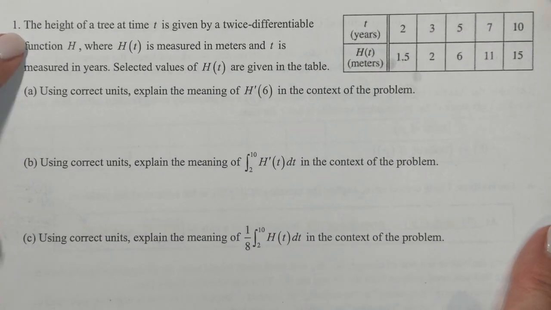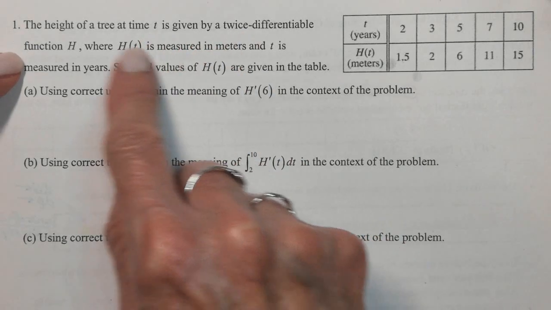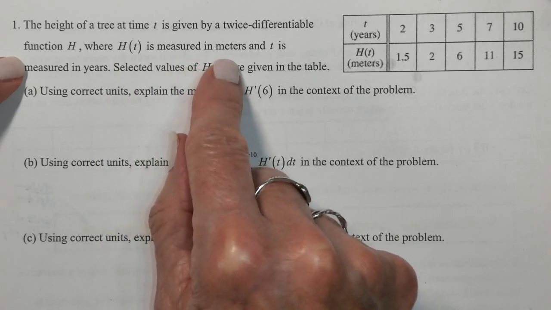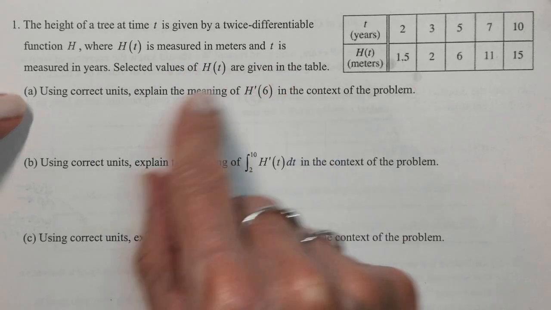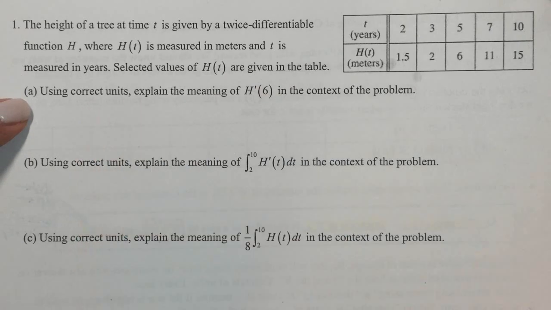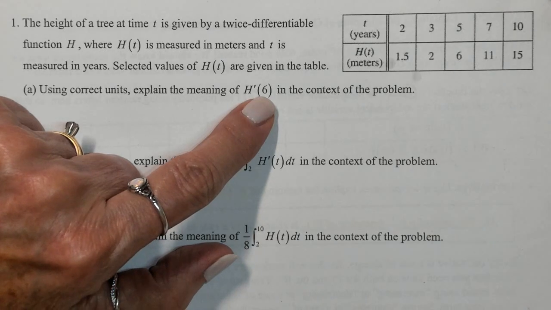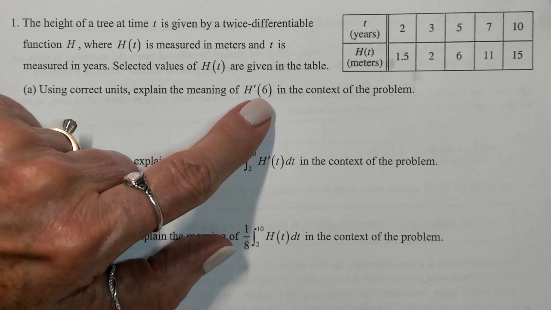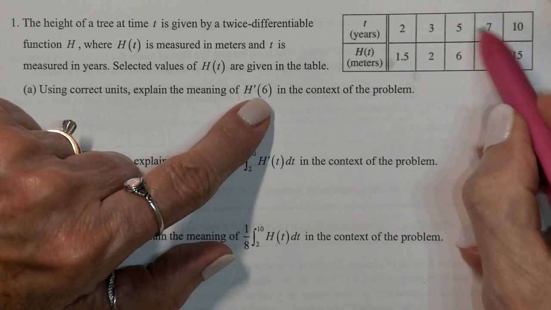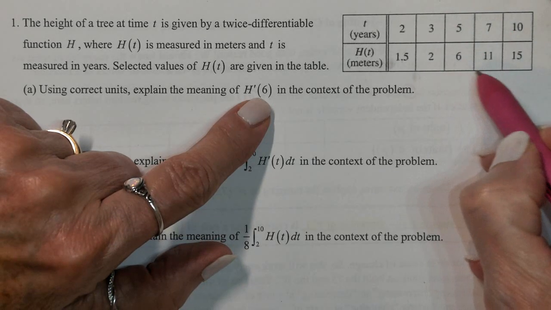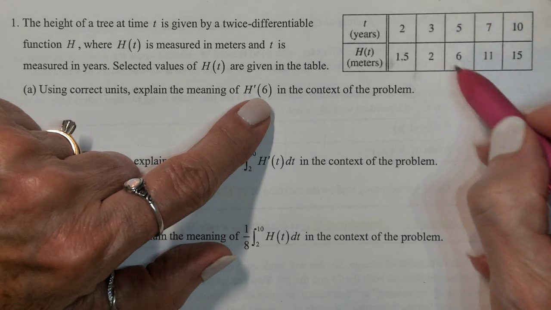Alrighty, the height of a tree at time t is given by a twice differentiable function h. H of t is measured in meters, t is measured in years. Selected values of h are given in the table. Using correct units, explain the meaning of h prime of 6. So in an actual problem, they probably would first have you approximate h prime of 6, for which we would use the 2 closest points. H prime of 6, we would find the average slope between those 2 points.